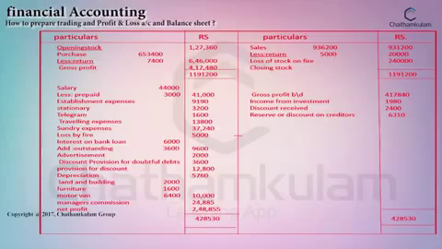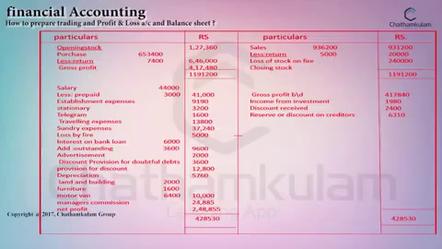Now the trading account is completed. The next step is balancing the trading account. So we are balancing it. Find the total of the debit and credit side. If the credit side exceeds debit side, it is gross profit. In this question also there is gross profit. Rupees 4,17,480 is the gross profit. So trading account is completed and gross profit is ascertained.